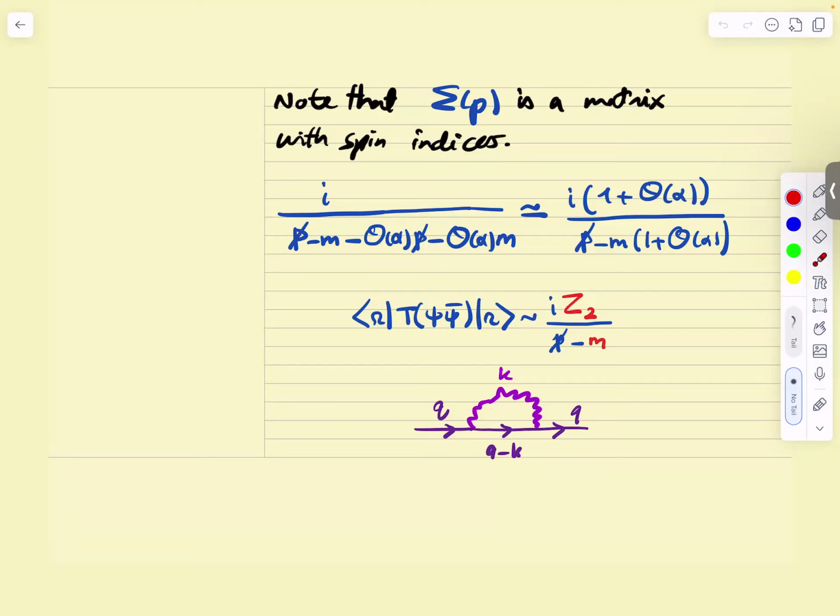So this is called the wave function renormalization. Oh, sorry. It's called the wave function renormalization, and this is a mass renormalization.